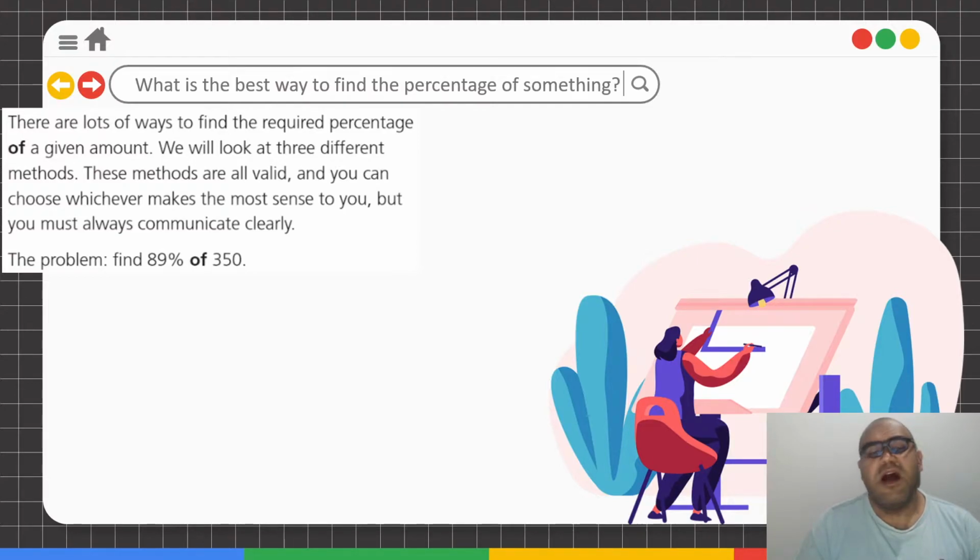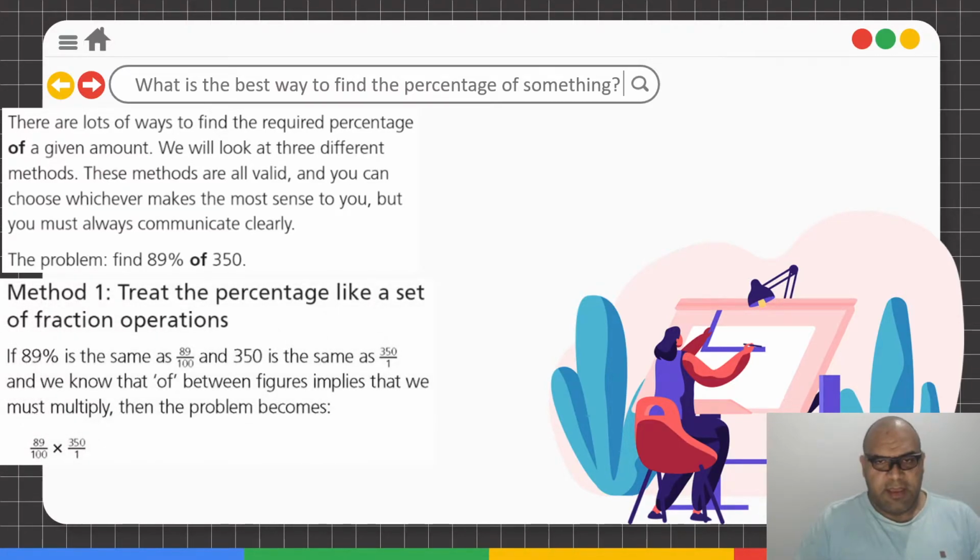These methods are all valid and you can choose whichever makes the most sense to you, but you must always communicate clearly. Great, that's the method. I just teach you 3, but if you say, mister, I know a different one, please work with that, no problem. The method I would like you to work with is the best one that fits you. The problem is: find 89% of 350. Okay, this is the problem. Let's go ahead.